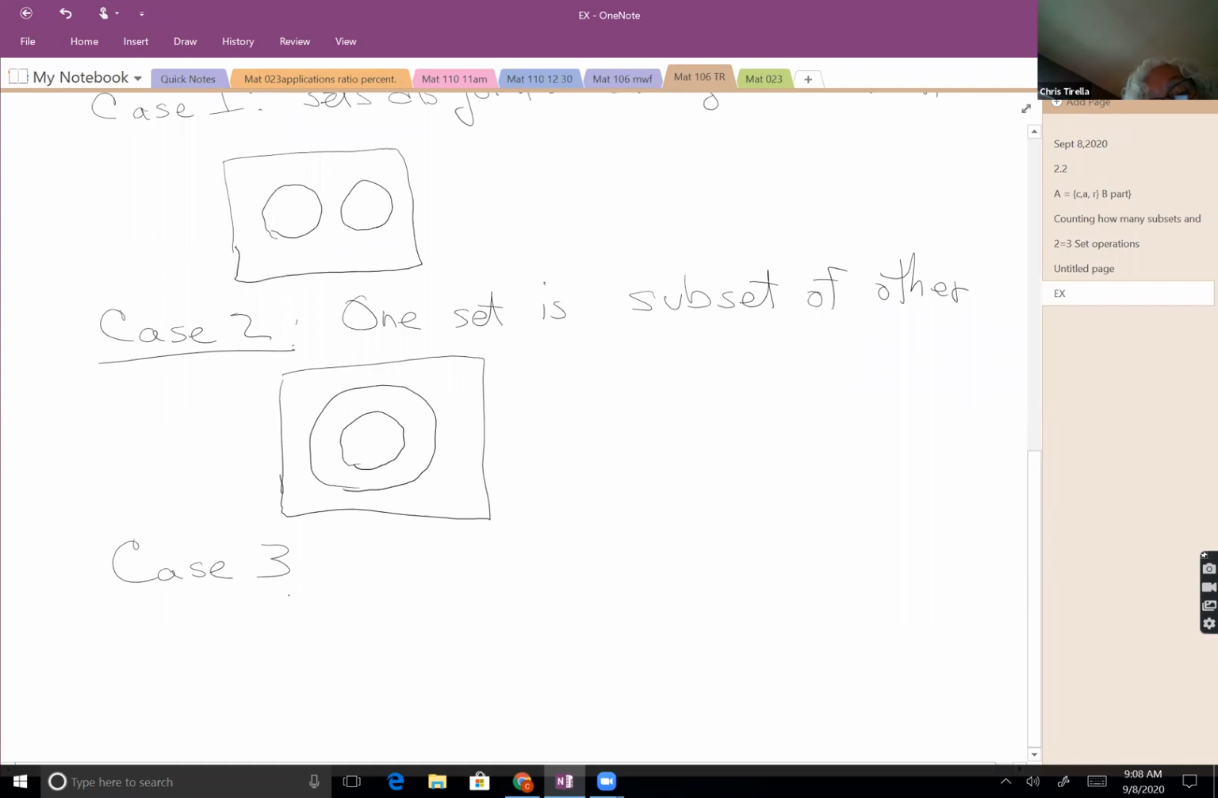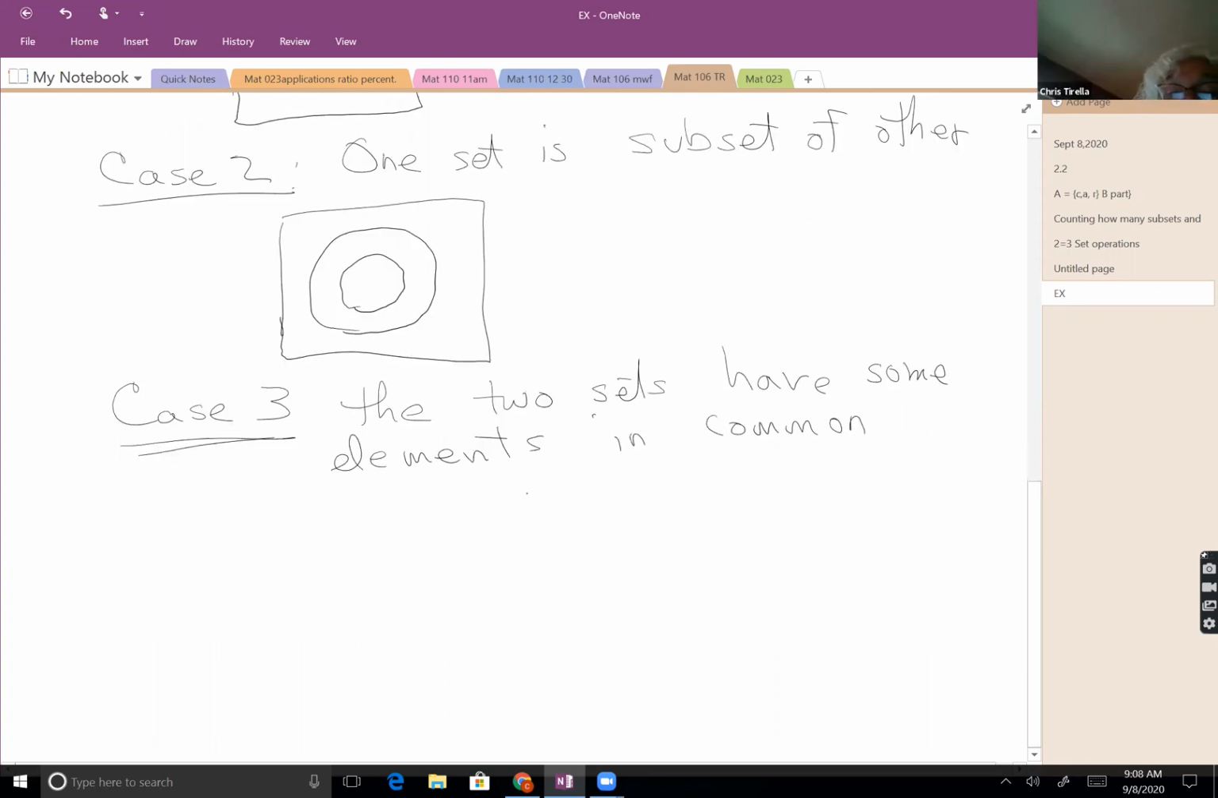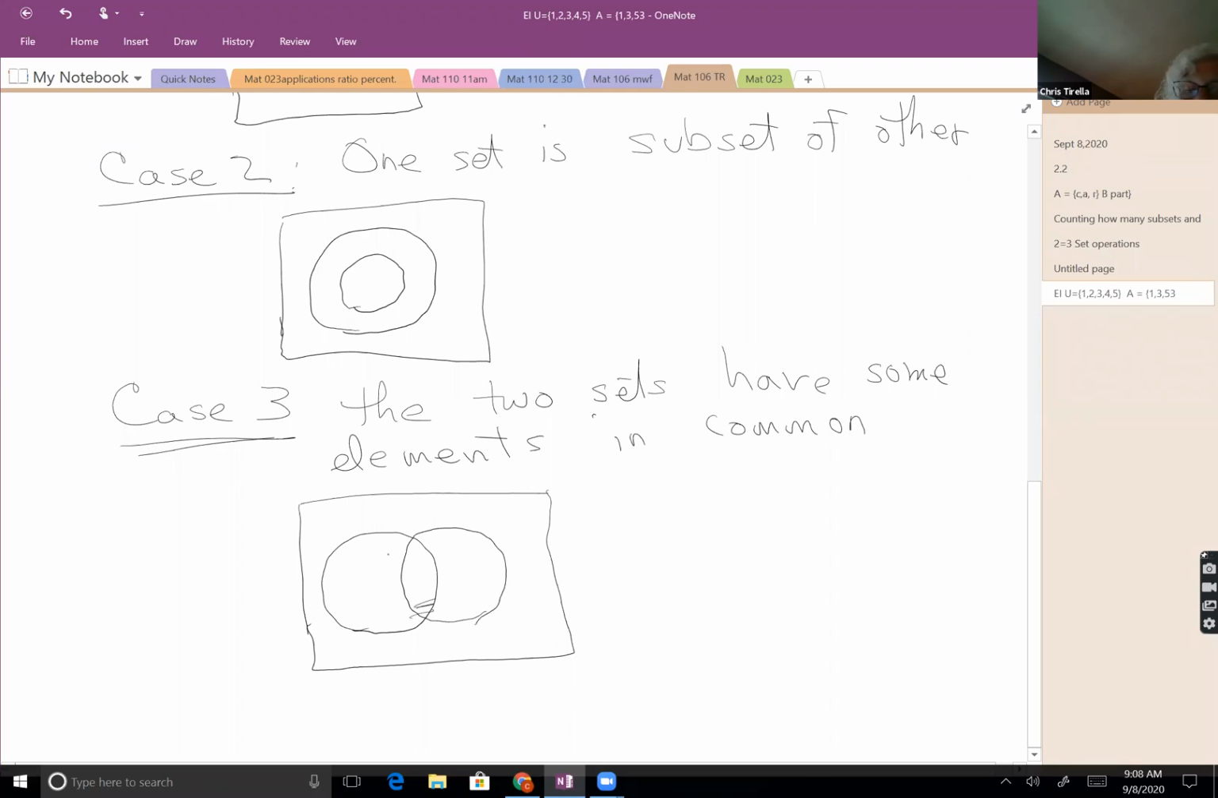In the third case, where the 2 sets have some elements in common, well, I'd start with my universal set. I'd have my first set, and if the 2 sets have some elements in common, they'd have some sort of overlap, wouldn't they? Yes. And what we're going to see is that this Venn diagram is the one that we're going to always use for 2 sets.